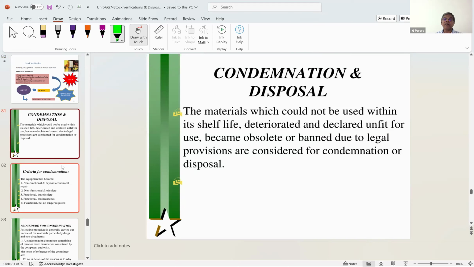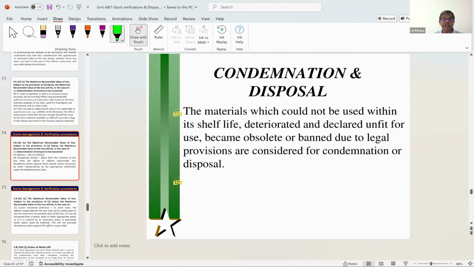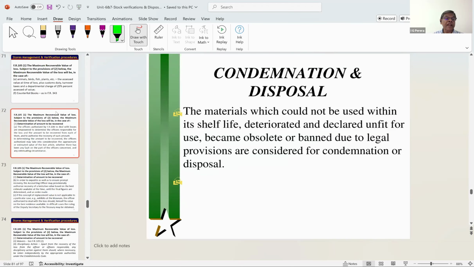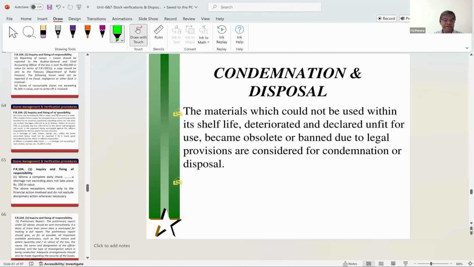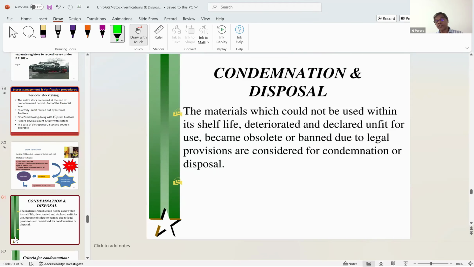Okay. When it comes to condemning items, we have understood in detail that it is explained in the financial regulations how to handle an item when it is condemned. So it has to come from the board of survey, other than a few items like perishable items.